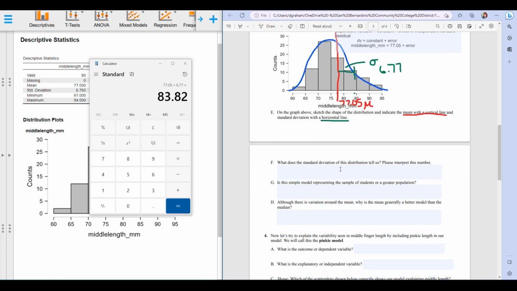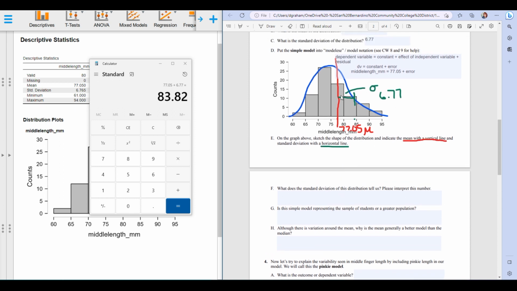Now, what does the standard deviation of this distribution tell us? Well, it tells us that on average, these data points vary around the mean by about this much. So there is approximately 6.77 millimeters of spread on average around the mean.